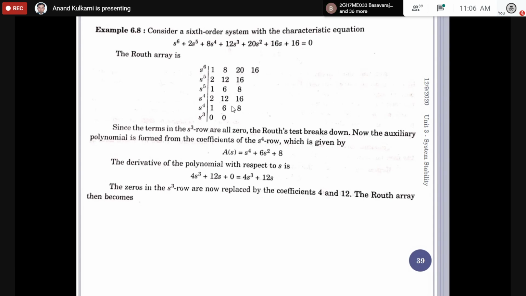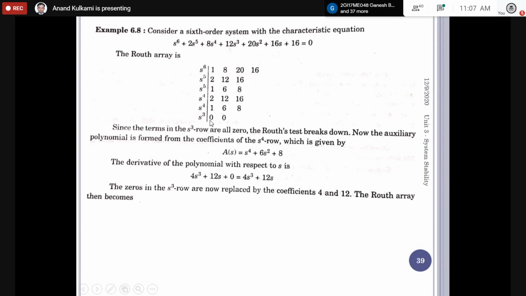That is 1 into 6 minus 6 divided by 1, that is 0. Then 1 into 8 minus 8 divided by 1, that is 8 minus 8 is 0. So in this case, what you have to do? You cannot substitute here as epsilon.